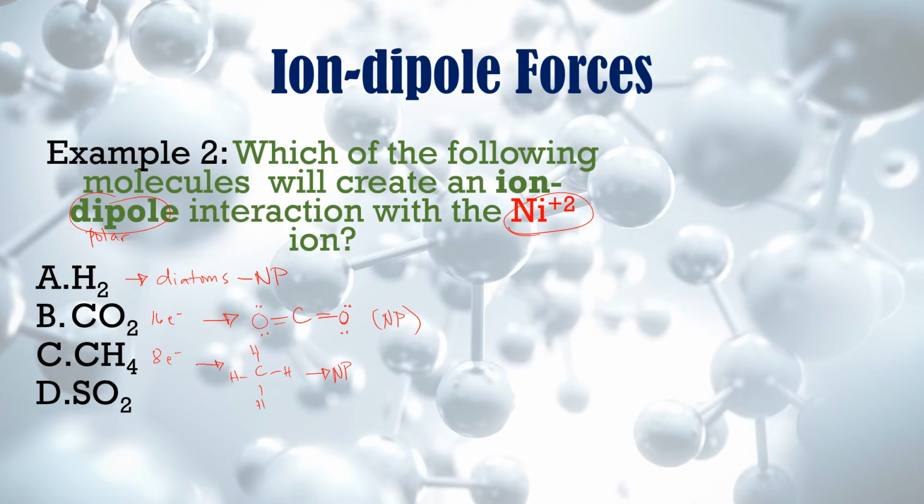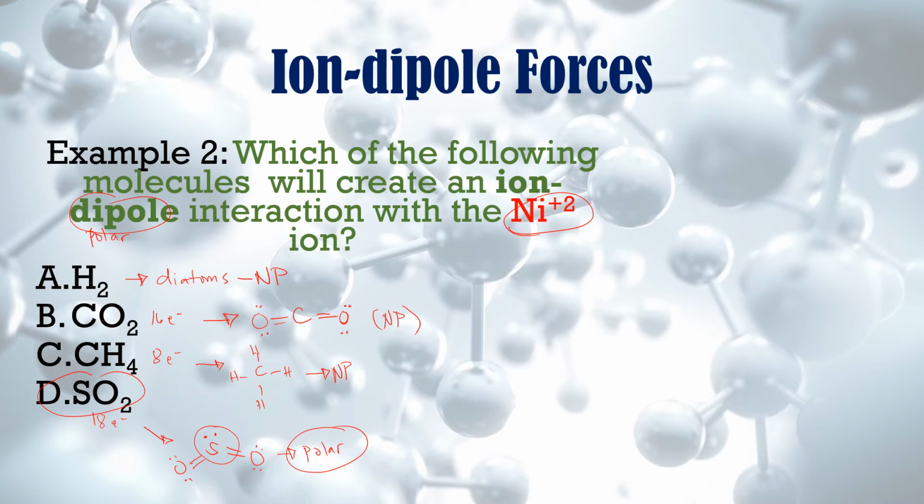Lastly, the SO2, the total valence electrons is 18. So if you are going to write the Lewis structure, it will be S as the central atom, 2, 4, 6, 8, 10, 12, 14, 16, 17, and 18. As you can see, the central atom has a lone pair, therefore this is a polar molecule, and this one is the correct answer.